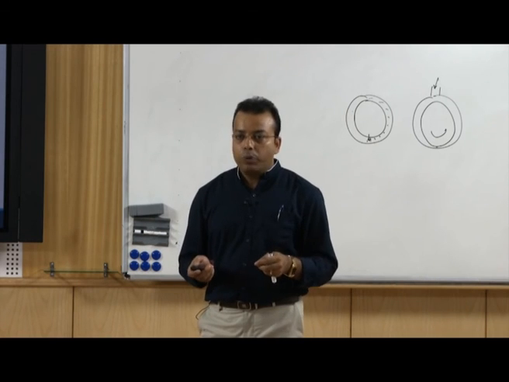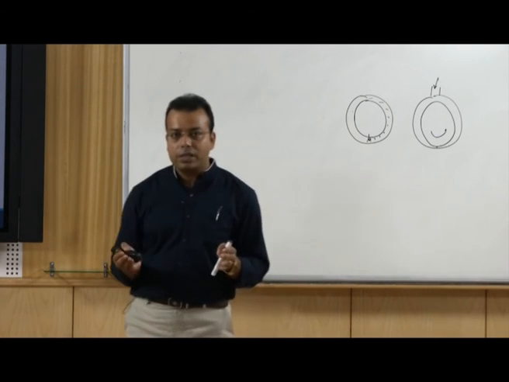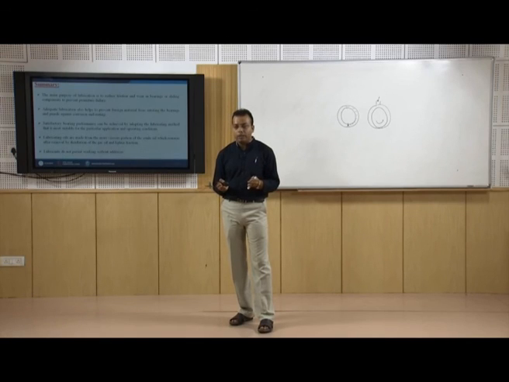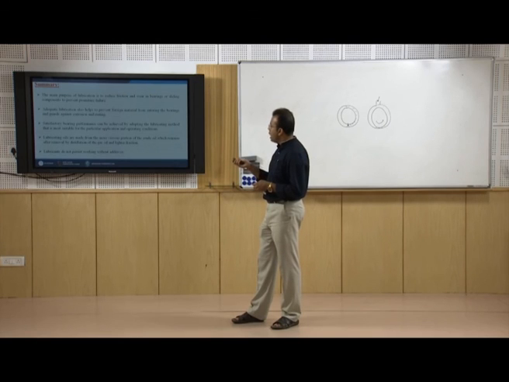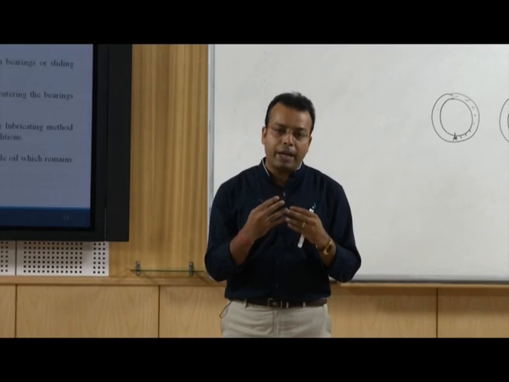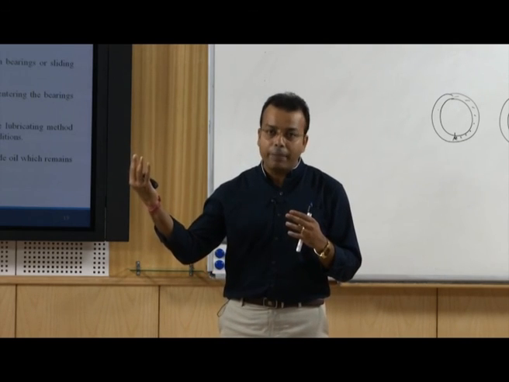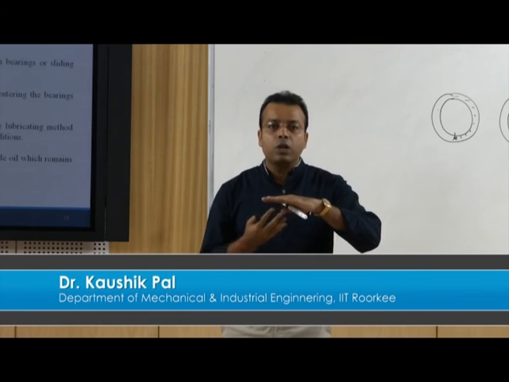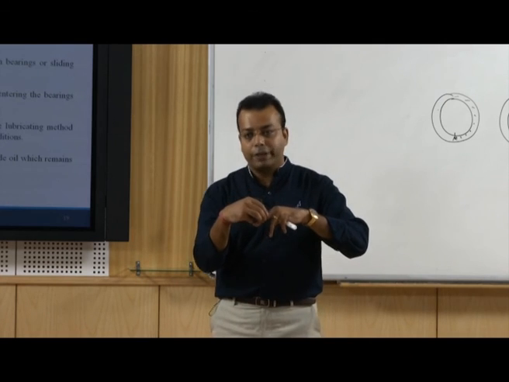Then in summary, we can say that the main purpose of lubrication is to reduce the wear or friction between the mating parts, so that the life of the surface, engine or machine can be increased. Adequate lubrication also helps to prevent foreign material from entering the bearings and guards against corrosion and rusting. Of course, because it creates a film, the bearing or piston does not come into direct contact with the environment, and impurities do not come into direct contact with the mating surface.